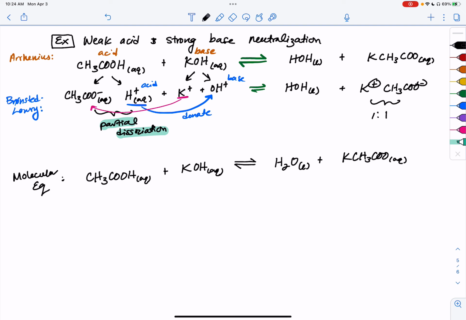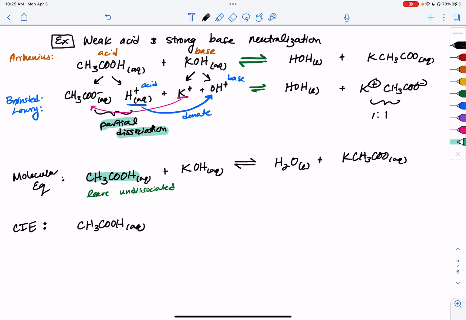If I wanted to do my complete ionic equation, I would show everything that is aqueous dissociated. Now, the thing about this is because we only have partial dissociation, it's actually more correct to leave this in its undissociated form. Just because it's better to imply that there's more coupling than it is to imply a perfect dissociation, which would make this thing a strong acid, which we know it isn't. So I'm going to keep all weak species in their molecular form, meaning undissociated.